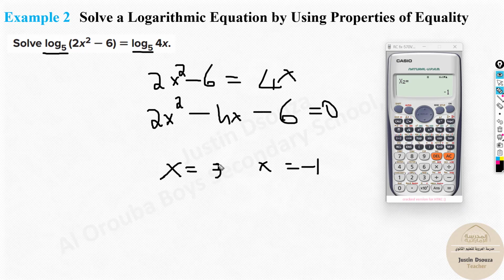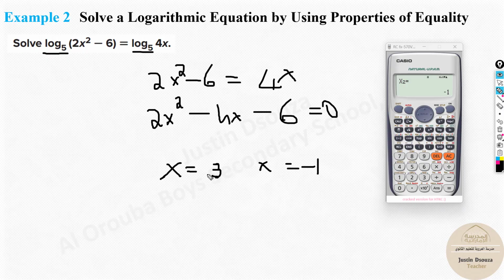You will have two answers. Why? Because it is quadratic, power 2, so you will have two solutions. But now there is a problem. What is the problem? In log, there might be extraneous solutions. Both might be the solutions, but there might be a chance where one of them may not be true.